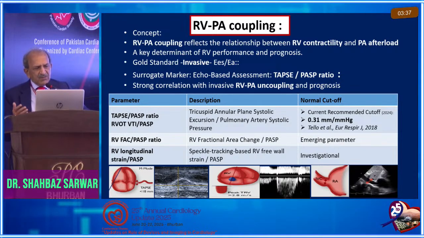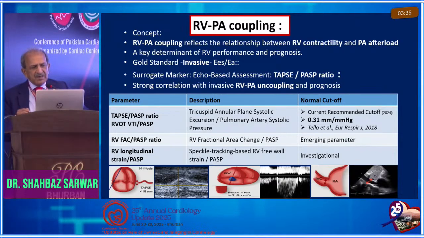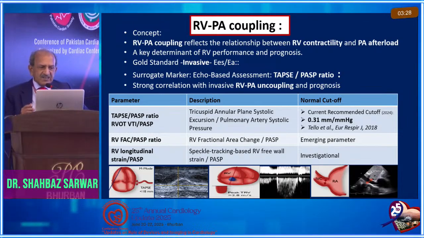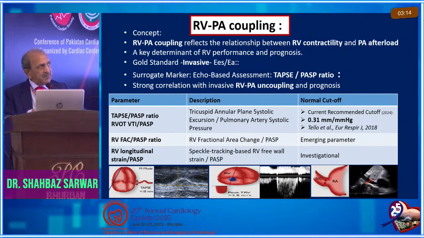We can do TAPSE by PASP, or if we can't get the pulmonary artery pressure or TR is not there, then RV fractional area change can be placed in the numerator, S prime can be used, or longitudinal strain can be done. So all these methods are emerging parameters. Some are investigational, but presently we rely more on TAPSE by PASP.